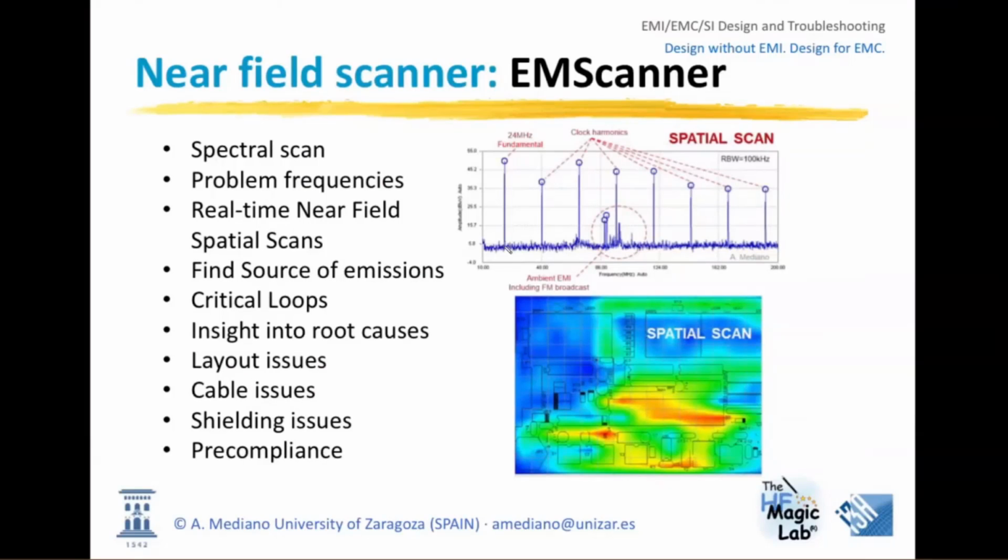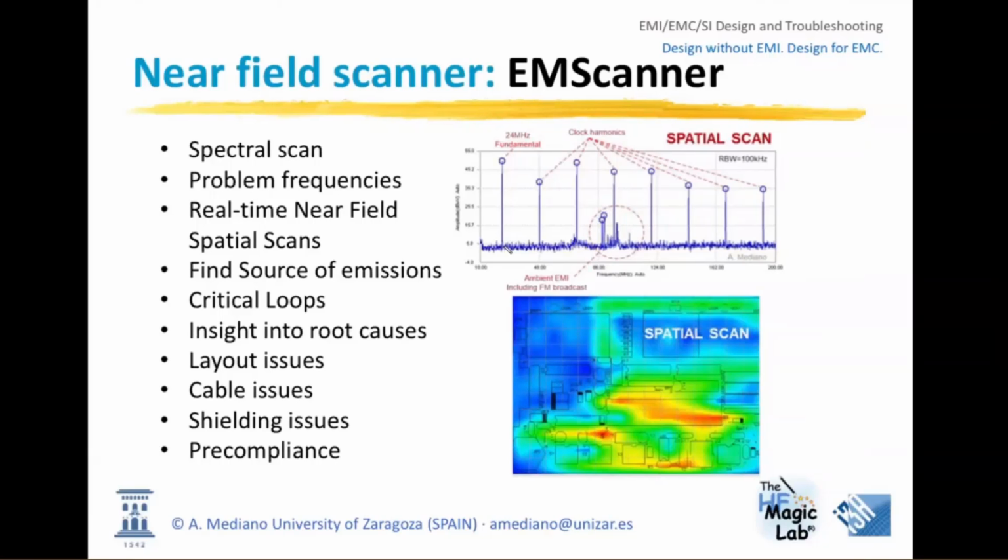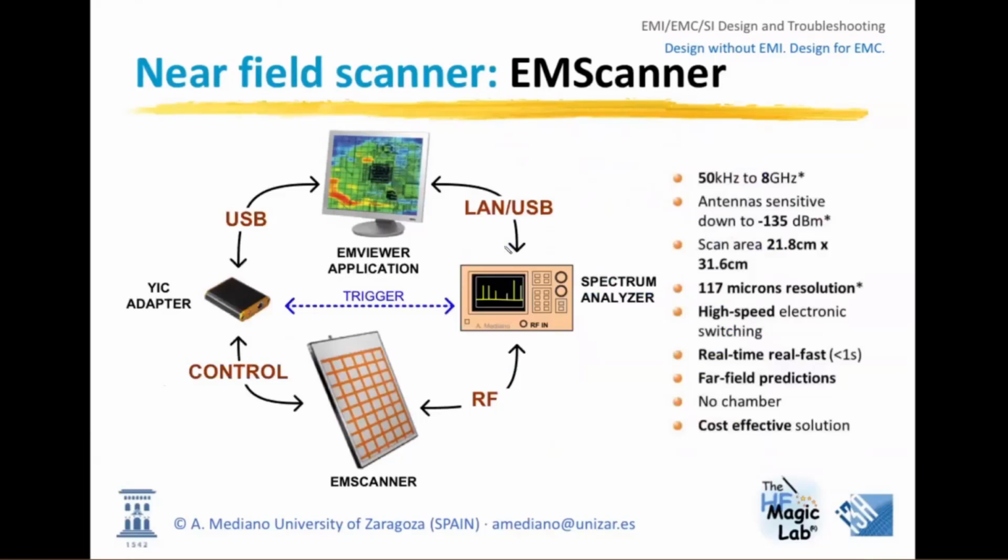This is the idea of working with the scanner. You need one spectrum analyzer, and the spectrum analyzer is connected to the EM scanner. Obviously, you have software that is included with the scanner that is connected to the spectrum analyzer, and at the same time, the software is connected with the scanner to be able to switch the different probes that we have here at a specific speed and to cover the area of interest for the user.